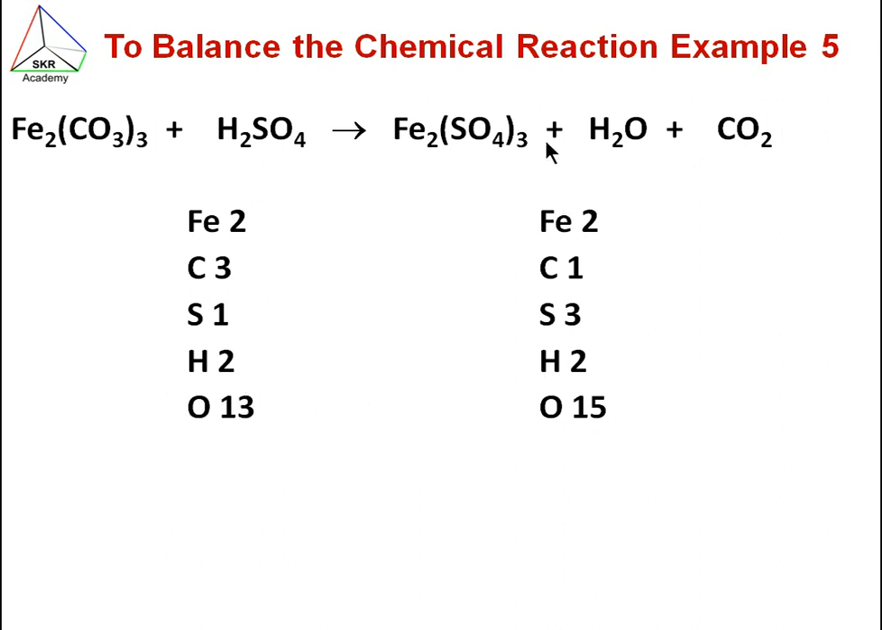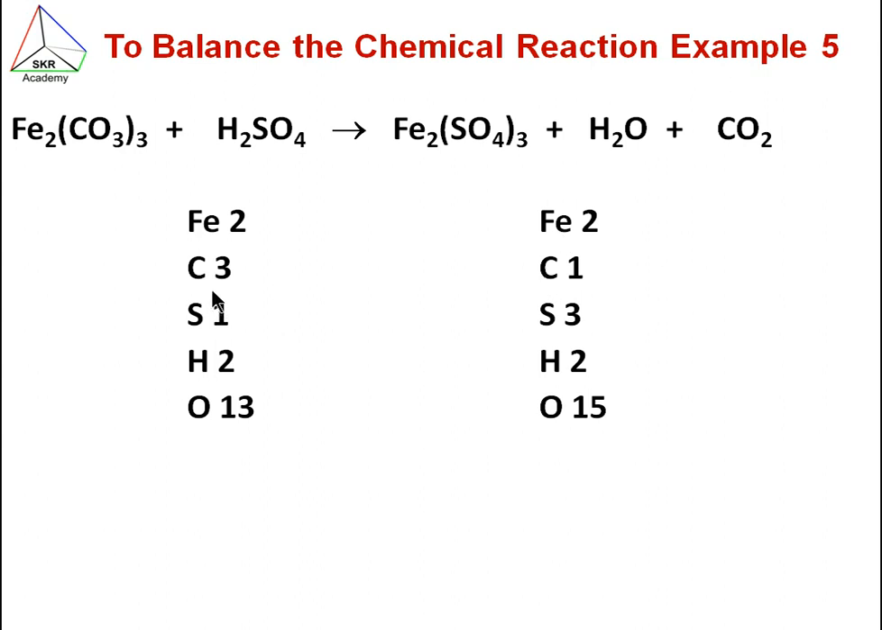And on the right-hand side, 4 oxygen atoms per sulfate group, and there are 3 sulfate groups, so 4 multiplied by 3 is 12, and then 13, 14, 15, so total 15. So let's balance each element. Iron is already balanced. Let's start balancing carbon.